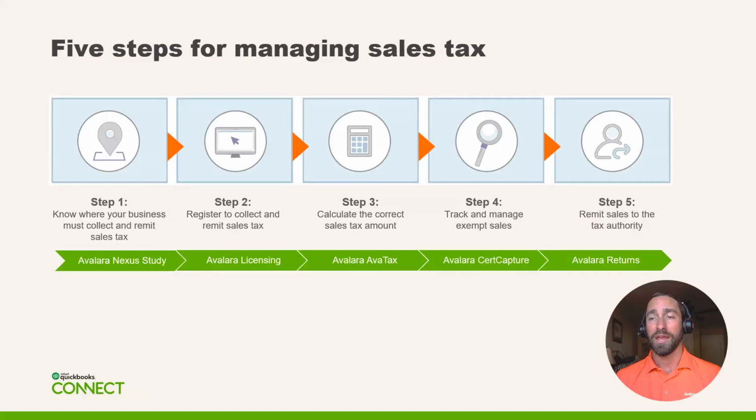And as the seller, it is your responsibility to be able to provide documentation for why you didn't charge sales tax, so exempt customers. And I'll talk to the certificate piece here in a few minutes. And then number 5, file and remit the sales tax returns. Again, that's the number one thing that takes a lot of time. And again, it's really what our automation is meant to do.